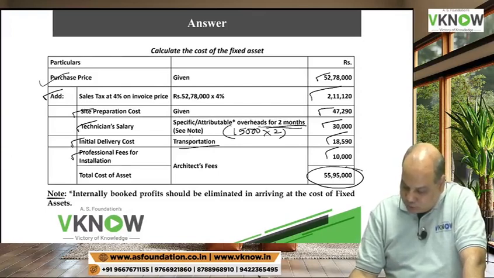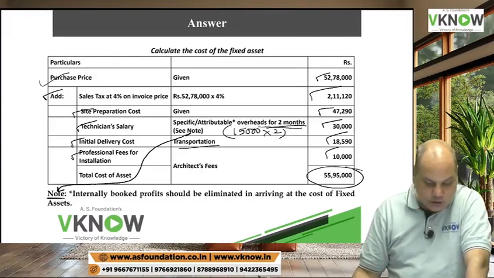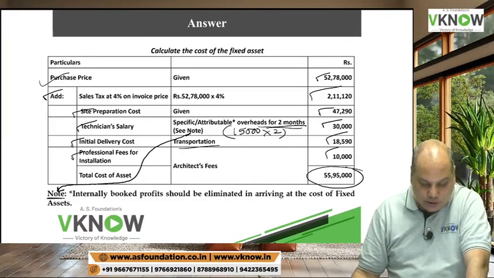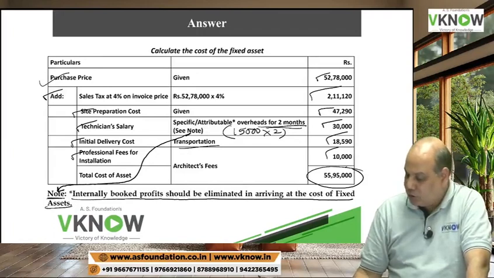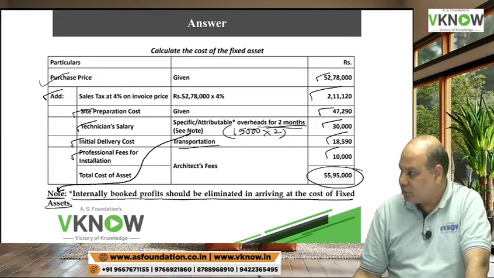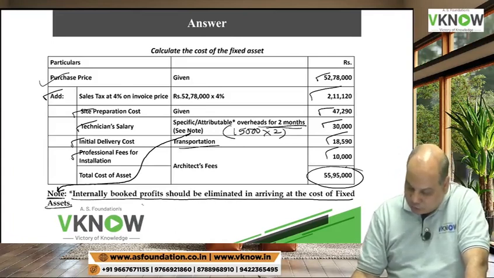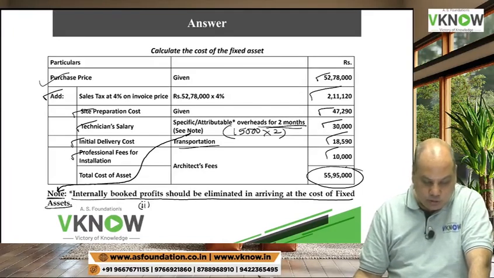There is a note for technician salary, and this note says internally booked profit would be eliminated in arriving at the cost of the fixed asset. One more note, write down, note number 2.